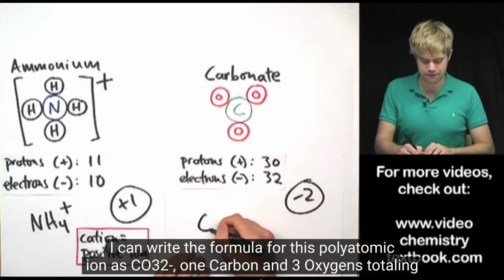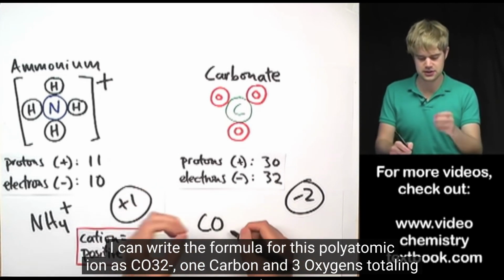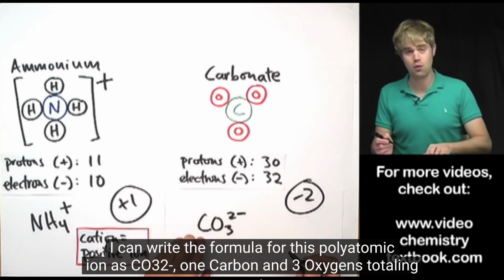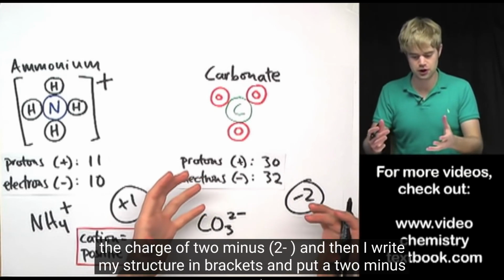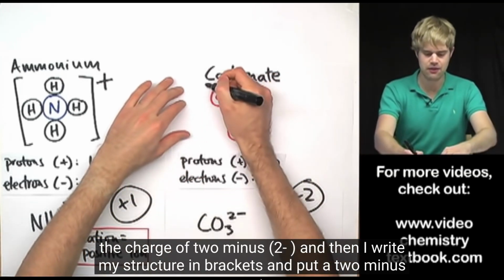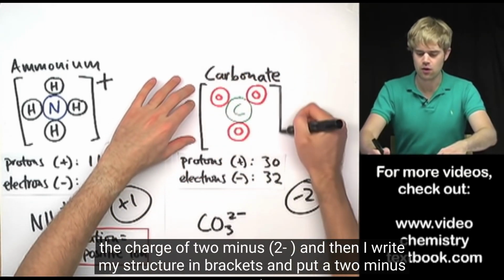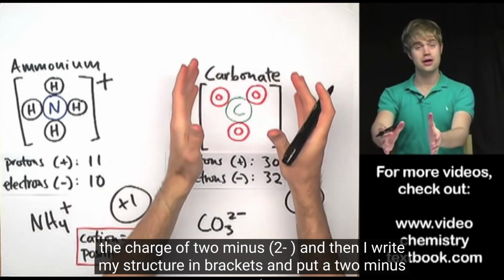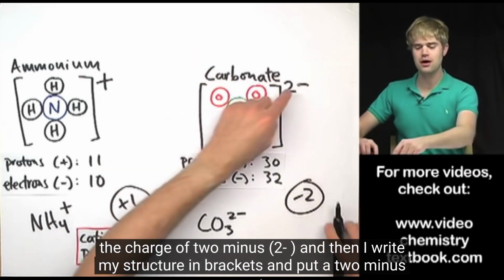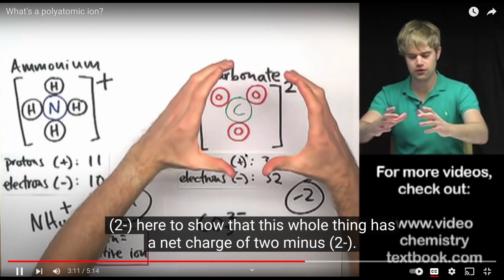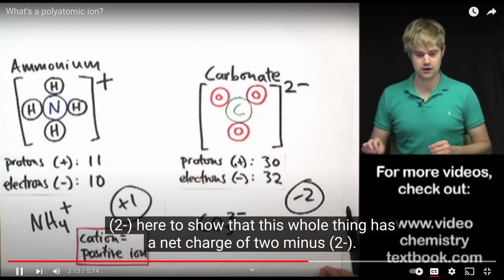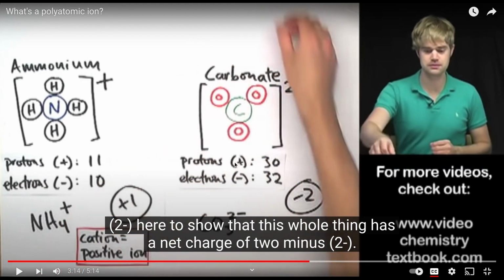I can write the formula for this polyatomic ion: CO3 2-, 1 carbon, 3 oxygens, total net charge of 2 minus. And then I write my structure in brackets and put a 2 minus here to show that this whole thing has a net charge of 2 minus. Alright, so this is just explaining how we get these several elements that are together, and how they get this charge about them.